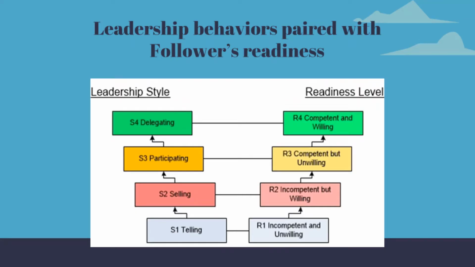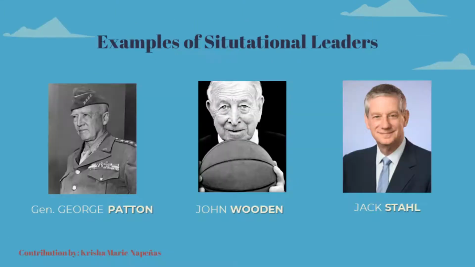The situational leadership model also suggests that the aforementioned leadership behavior styles should be paired with appropriate readiness levels among the team members. The pairing would be low readiness or R1 paired with telling or S1. Moderate readiness or R2 is paired with selling or S2. Moderate readiness or R3 is paired with participating or S3. And high readiness or R4 is paired with delegating or S4.